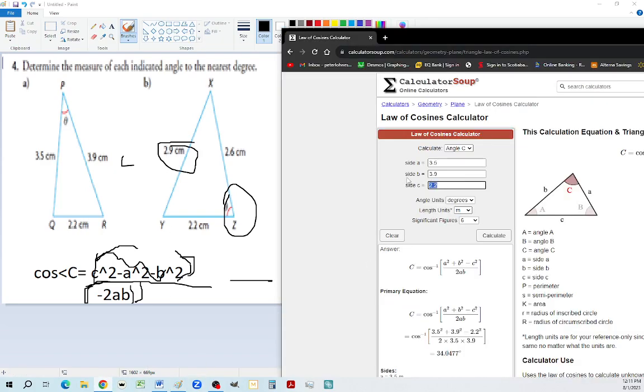So this time my side C is 2.9. My other sides are 2.6. For A and B, it doesn't matter which one you assign. And then I hit calculate.